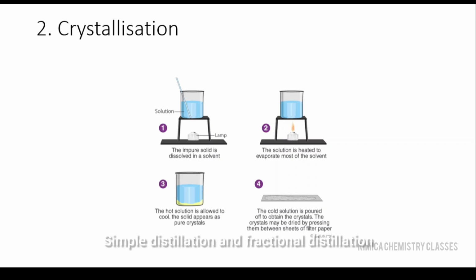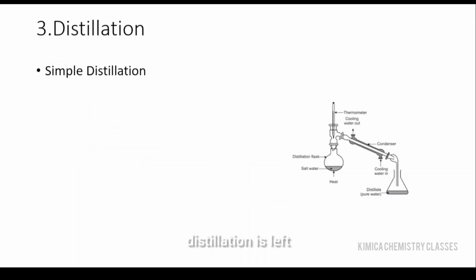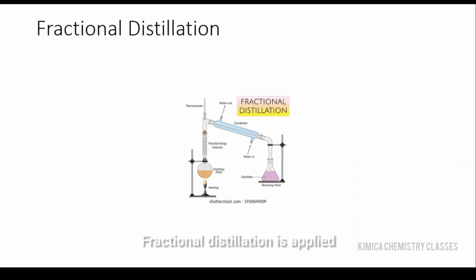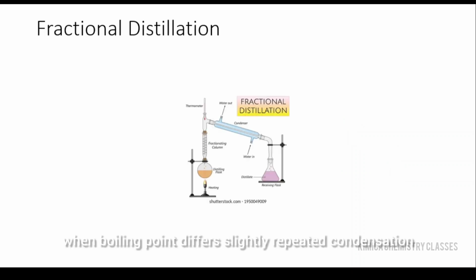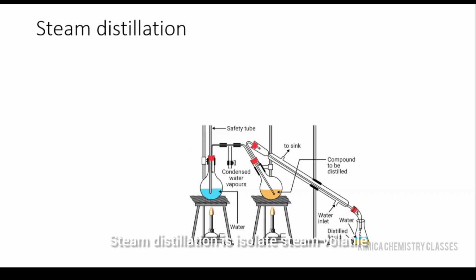Then there are simple distillation, fractional distillation and vacuum distillation. Next is differential extraction, but distillation first. Simple distillation separates volatile liquids from non-volatile impurities or another liquid with a significantly different boiling point. Fractional distillation is applied when boiling points differ slightly. Repeated condensation and vaporization in a fractionating column help isolate compounds like petrol from crude oil. Steam distillation isolates steam-volatile and water-immiscible compounds like aniline or essential oils.